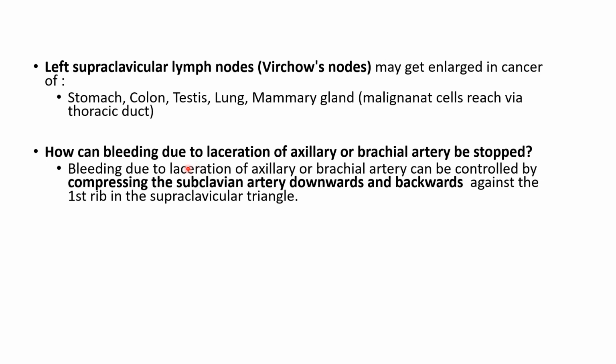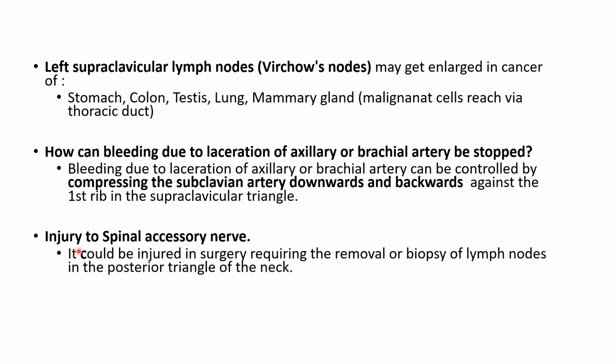Now, how can one stop bleeding if there is laceration of the axillary or brachial artery in the arm? For that, one can compress the subclavian artery, because the axillary artery is a continuation of the subclavian artery and the brachial artery is a continuation of the axillary artery. You cannot compress them easily, but you can compress the subclavian artery downwards and backwards in the posterior triangle against the first rib. At the base of the posterior triangle, you compress the subclavian artery downwards and backwards against the first rib. That's how you can stop the bleeding.